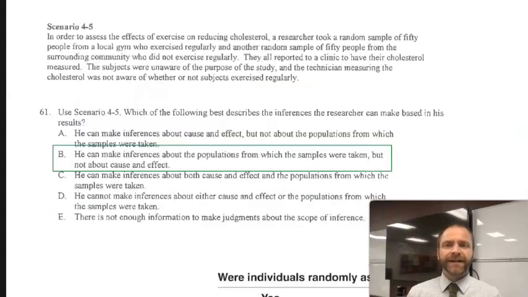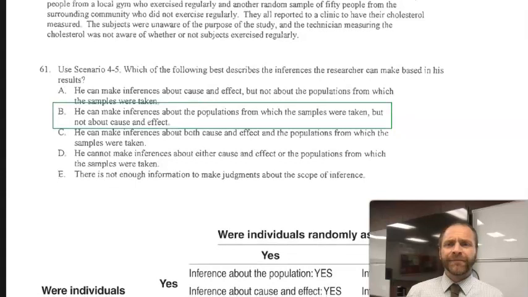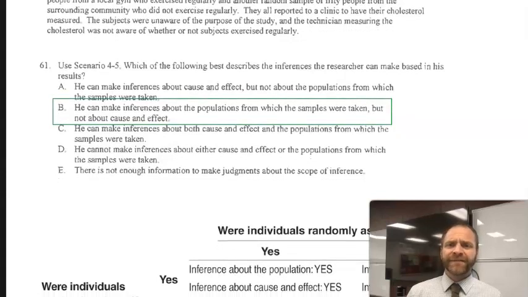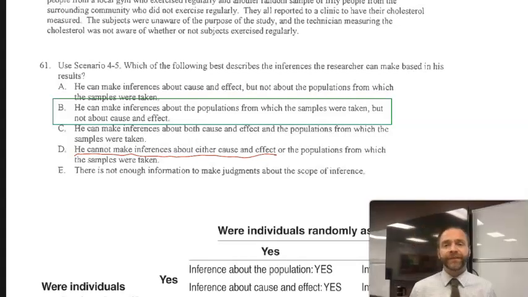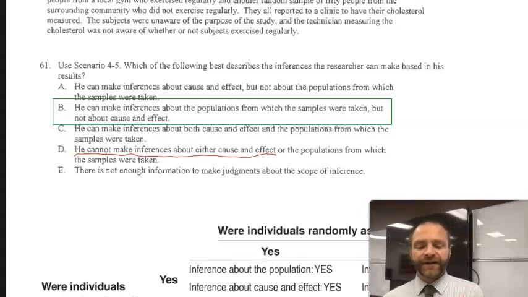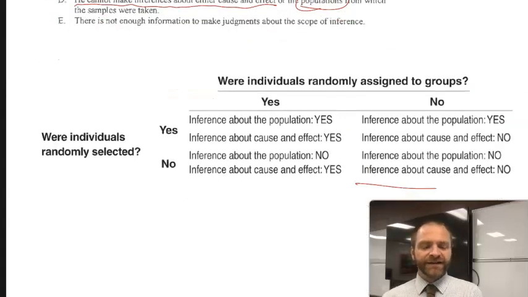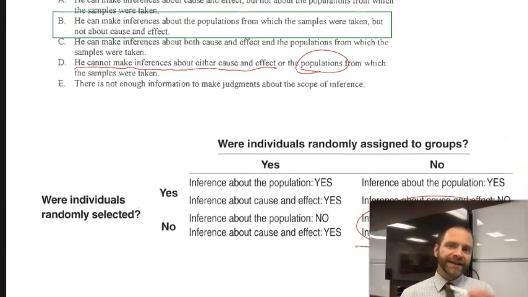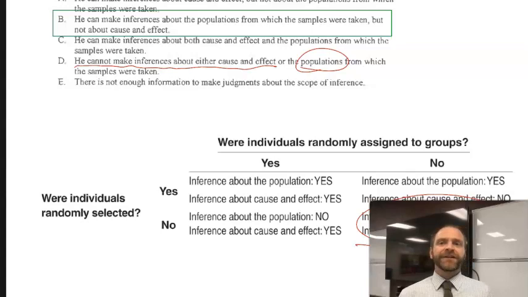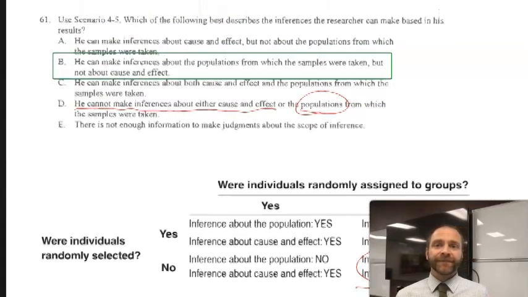The answer here, by the way, is B. Now, I want to draw attention to something. Notice choice D says he cannot make inferences about either cause and effect or the population. If you stopped at he cannot make inference about cause and effect, you might choose D. But it says either cause and effect or population. That would be right down here, where they did not randomly select and did not randomly assign. So if you read part of the answer and let your brain zone out there, you might think the answer is D, when really the answer is B.